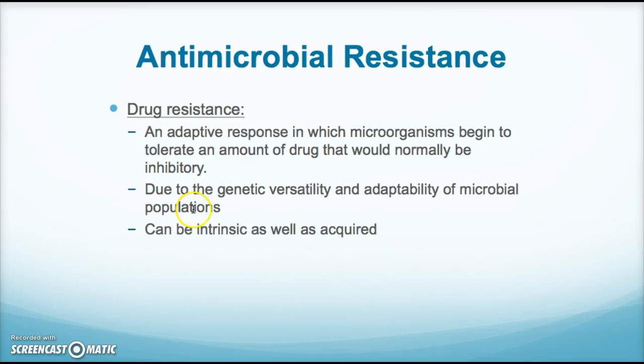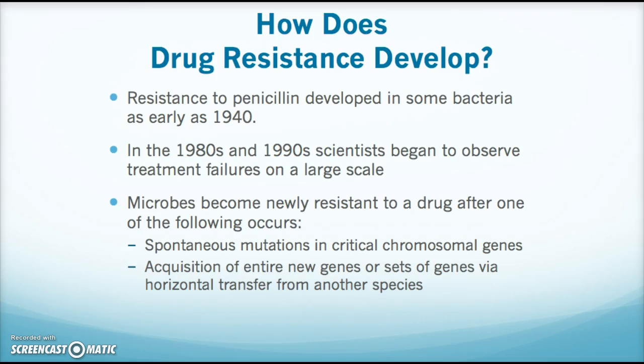And because there's a lot of genetic versatility and adaptability within these microbial populations, it's very common to have antimicrobial resistance to these antibiotics. And it can be intrinsic, which means the bacteria has always carried this gene of resistance, or it could be acquired from another bacteria that has resistance. One that is not resistant could acquire those genes.